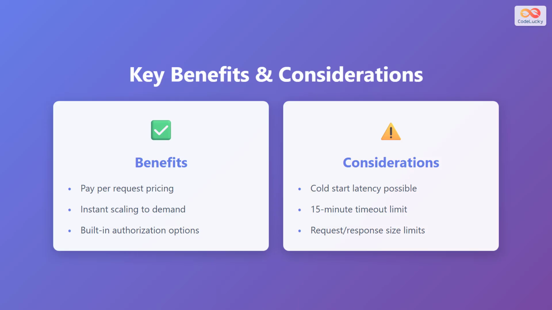However, there are some considerations to keep in mind. Cold start latency can occur when a Lambda function hasn't been invoked recently, adding a few hundred milliseconds to the first request. Lambda functions have a maximum timeout of 15 minutes, so they're not suitable for extremely long-running processes. Finally, there are request and response size limits of 10 megabytes for API Gateway, so you'll need to use alternative approaches for large file uploads or downloads. Understanding these trade-offs helps you design effective serverless APIs.